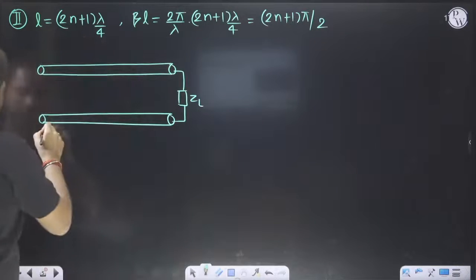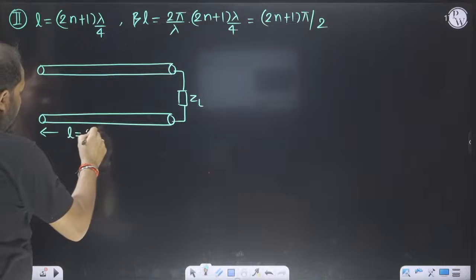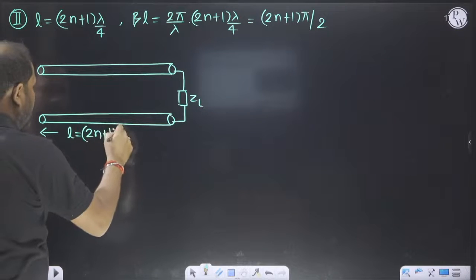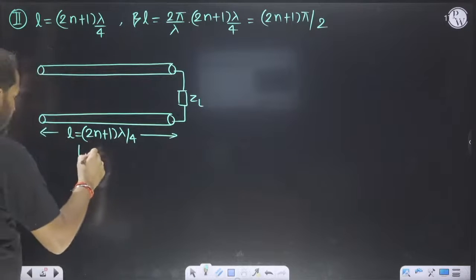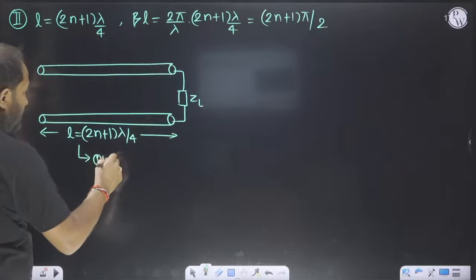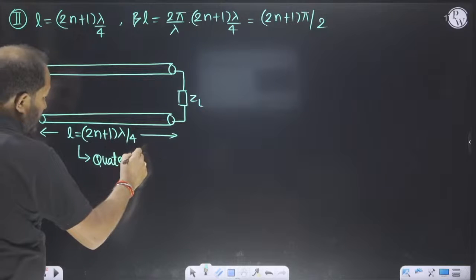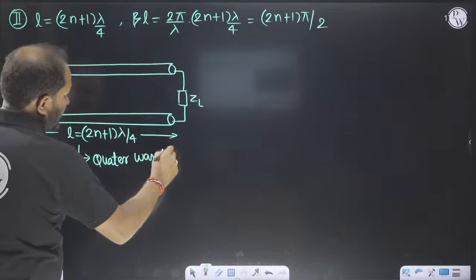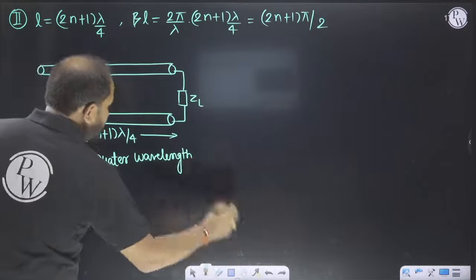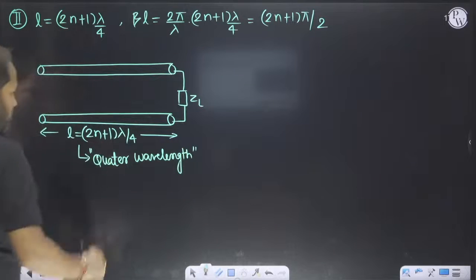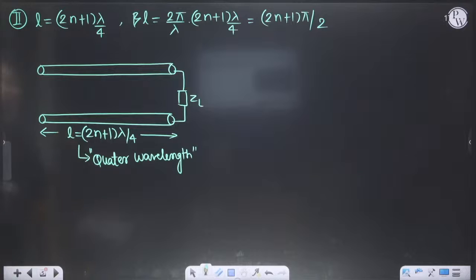So this is the length. This length is known as quarter wavelength transmission line. In the GATE exam or in any exam, the length is written in terms of language, that is quarter wavelength. So quarter wavelength is an odd multiple of lambda by 4.